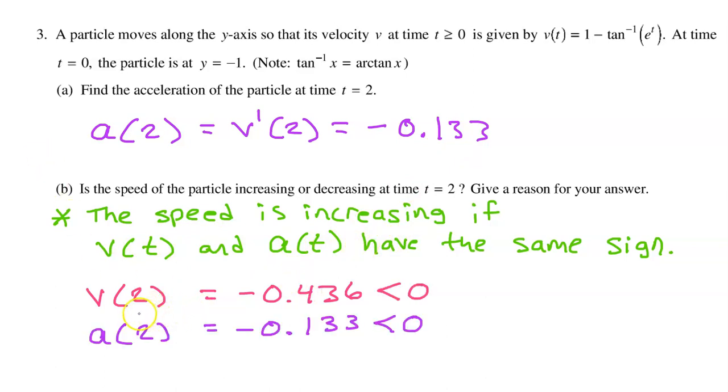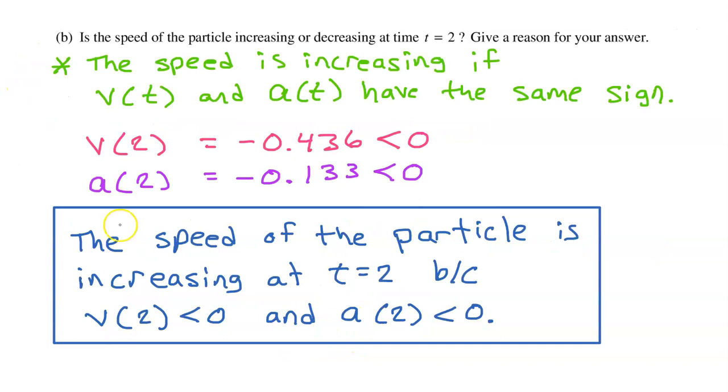For my explanation, I am going to list the velocity at 2 and the acceleration at 2 side by side, and I'm adding this little statement on the end indicating that each one is less than 0. In other words, the velocity is negative at time t equals 2, and the acceleration is negative as well. And now I can make my summary statement. The speed of the particle is increasing at t equals 2 because the velocity at 2 is negative and the acceleration at 2 is also negative.